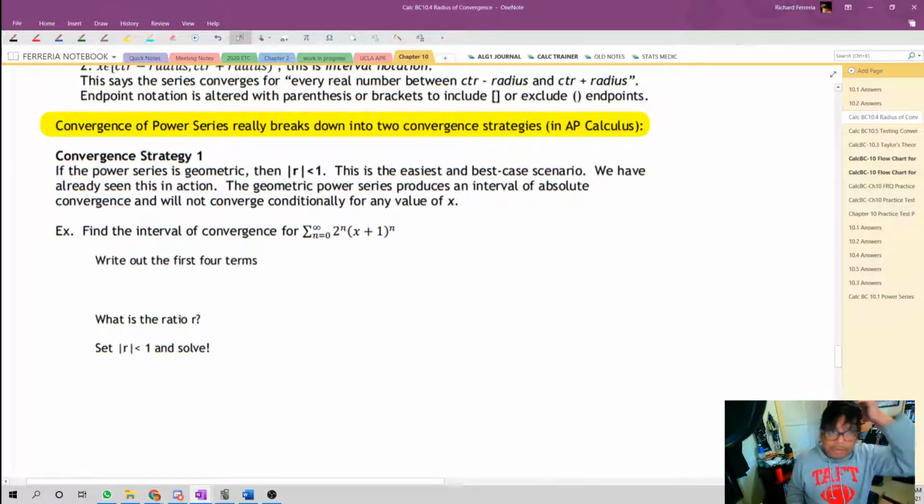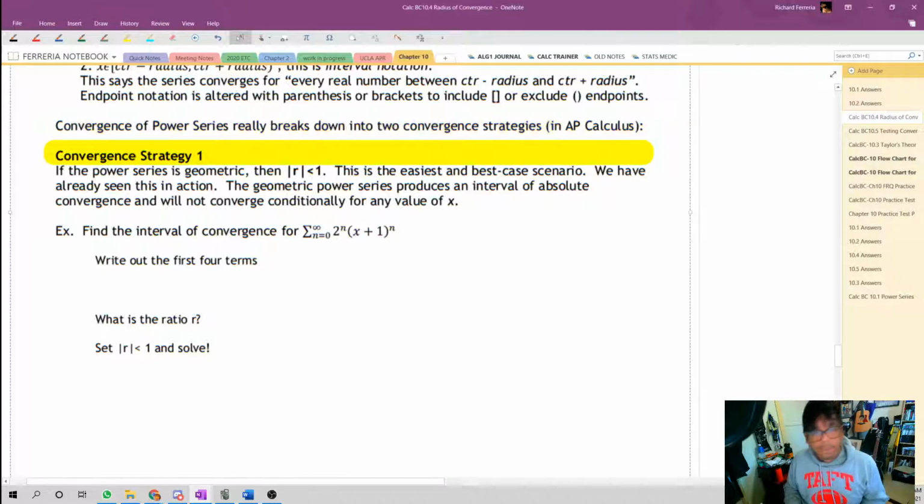Like we were mentioning yesterday, convergence of power series, just like convergence of non-power series, is really going to be two big strategies. Convergence strategy number 1, we've already met, and we're going to show another example of that. That happens when you get a series that is geometric. This is the easiest and best case scenario because, like we saw earlier, the rules are very straightforward, the interval is very straightforward, and there is very little solving to do, if any. So let's take a look at this example.